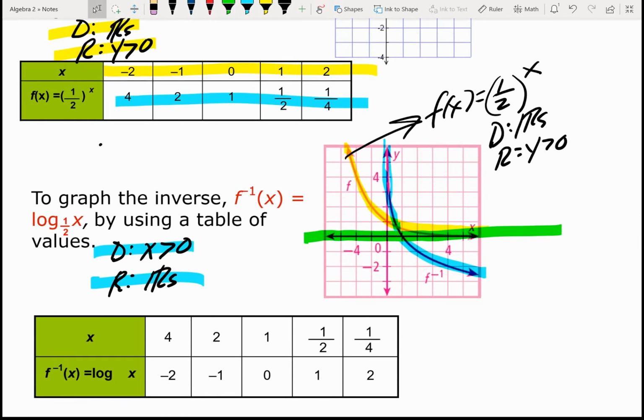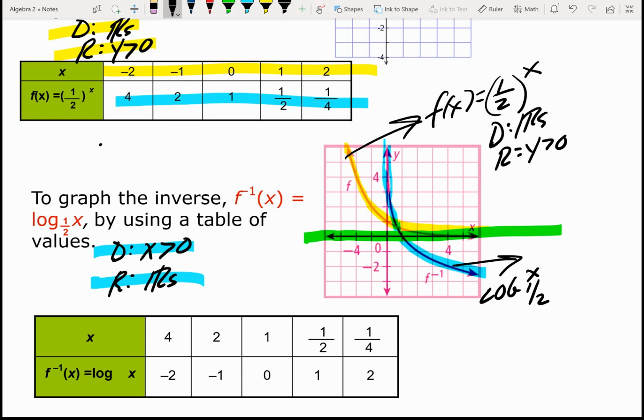The inverse would be log base 1/2 of x. And so now my x's will be 4, 2, 1, 1/2, and 1/4. I just switched the x and y's. And then we graph that. And so that one will look, so that's this graph there. And so that would be log base 1/2 of x.